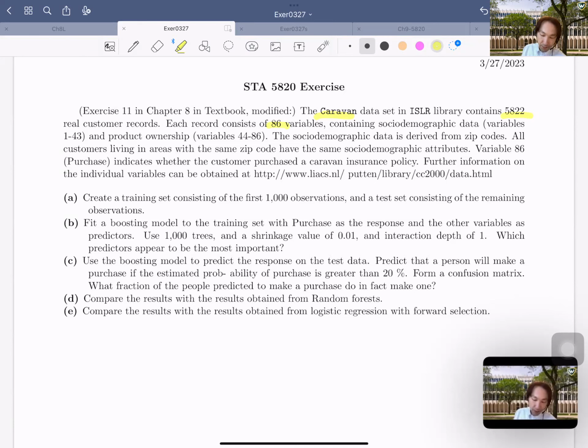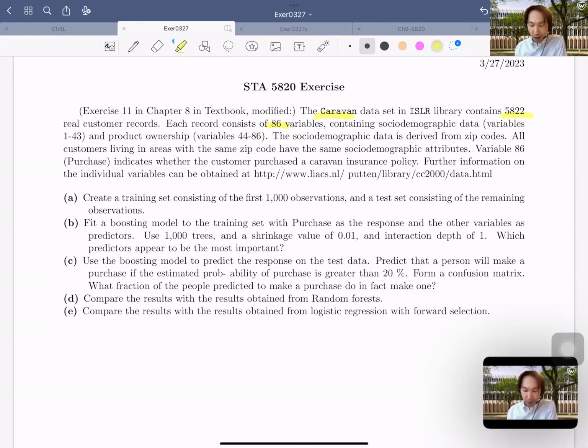But this is basically the socio-demographic data and the product ownership data for some customer records. So this is marketing data. We want to identify which customers buy the product. And if we use this, it is useful, for example, to advertise the product to consumers by mail.